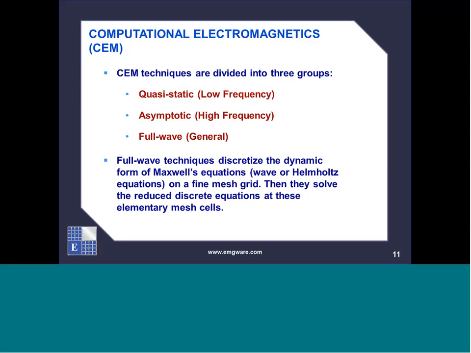And some people also divide the computational electromagnetic techniques in terms of their computational domain. So you have frequency domain techniques and time domain techniques. In the frequency domain group, we have finite elements, method of moments, frequency domain finite difference. In the time domain group, we have FDTD and time domain integral equation, TDIE, and a couple of other ones.